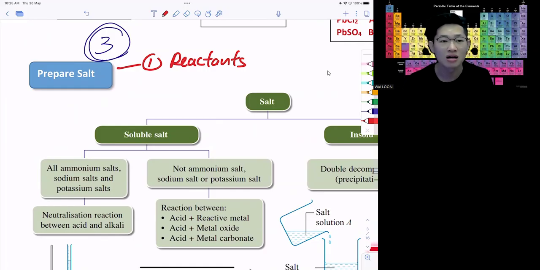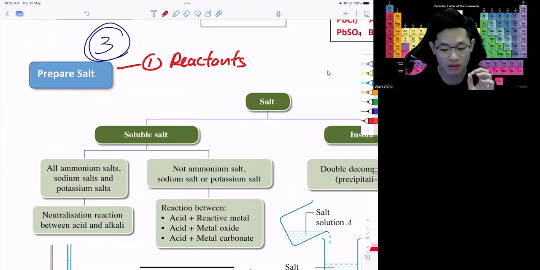Let's say I want to make roti canai. I should maybe buy some flour, some eggs as my ingredients. If I bought the wrong ingredients, and I decided to buy a pencil, some chairs, can I make roti canai? Cannot. So yeah, the reactant is very important.